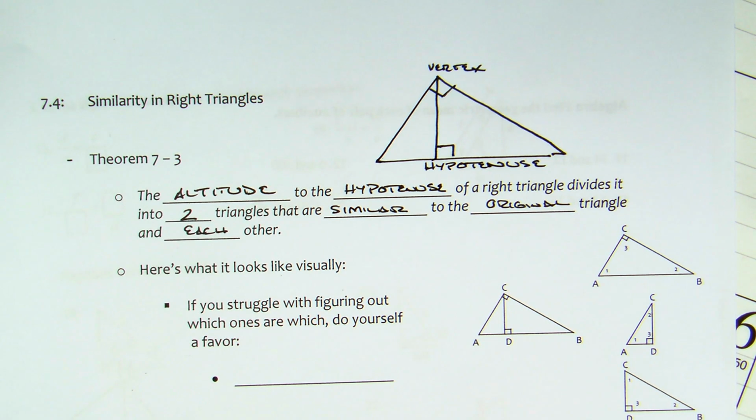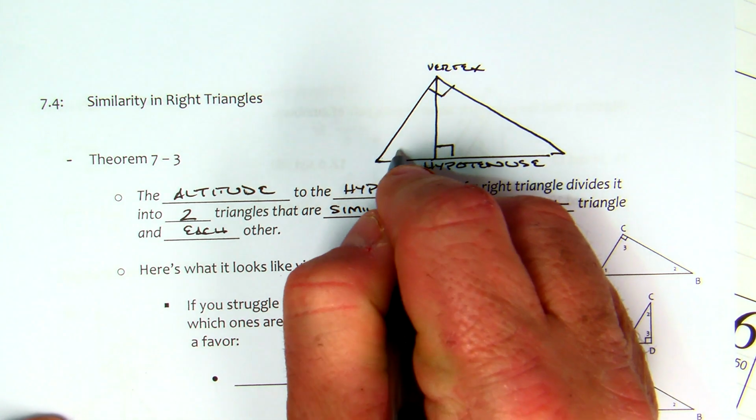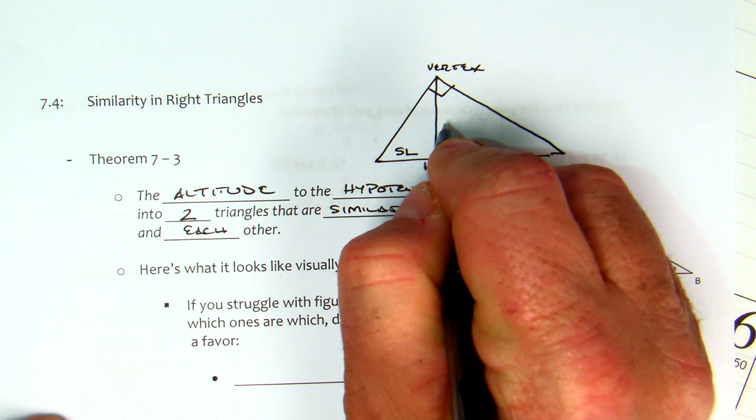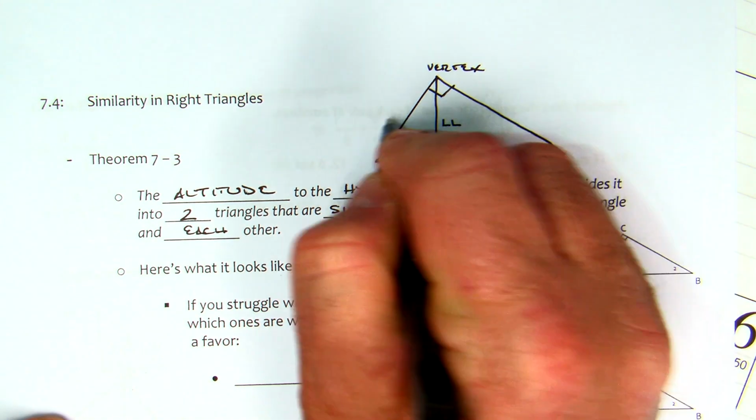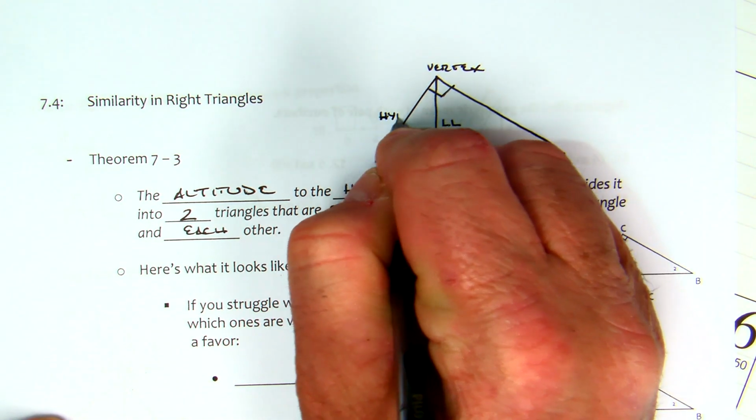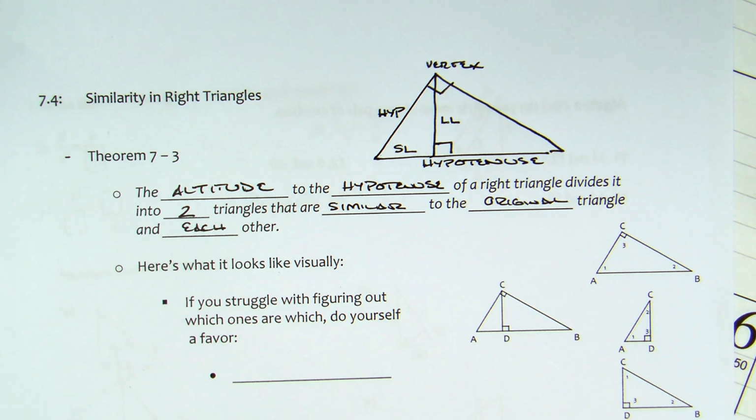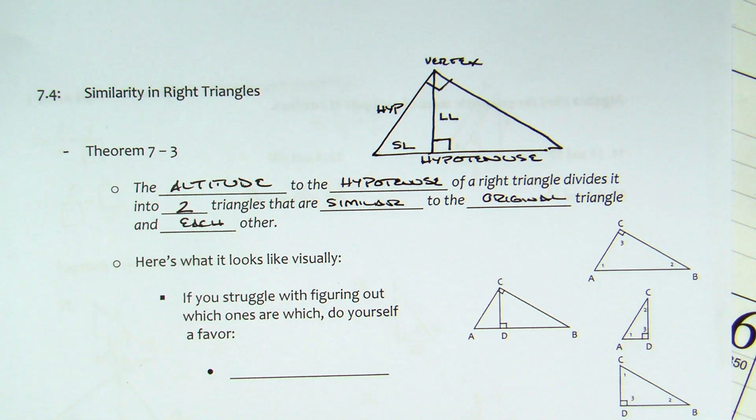Now, here's where things visually get a little tricky, and these are my suggestions to you. I'm going to call that the short leg. I'm going to call that the long leg. I'm going to call that the hypotenuse. That is how I would tell you to look at these. Identify and recognize the shorter leg, the longer leg, and then the hypotenuse, because all of those are going to be proportional. It's the easiest way to set up your ratios.